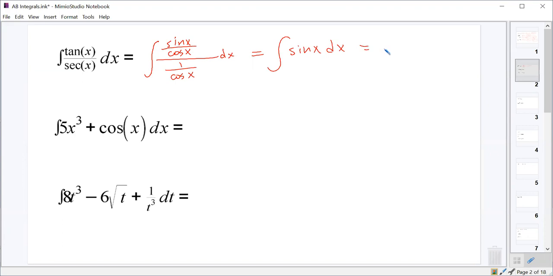Cosine? Almost. Negative cosine. Negative cosine, plus our constant. And remember, the derivative of sine is cosine, right? So the integral of cosine would be sine, but the derivative of cosine is negative sine. So the integral of sine has to be negative cosine. Everybody good with that? And you'll get used to that. You'll just memorize that rule and know it. But everybody good there?